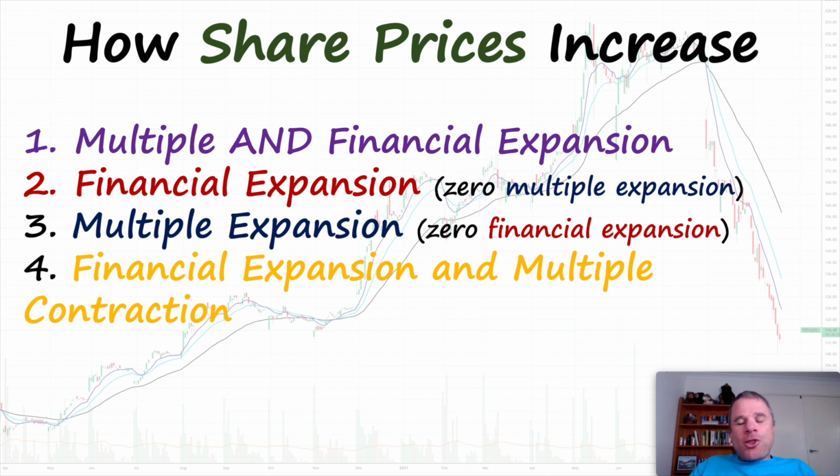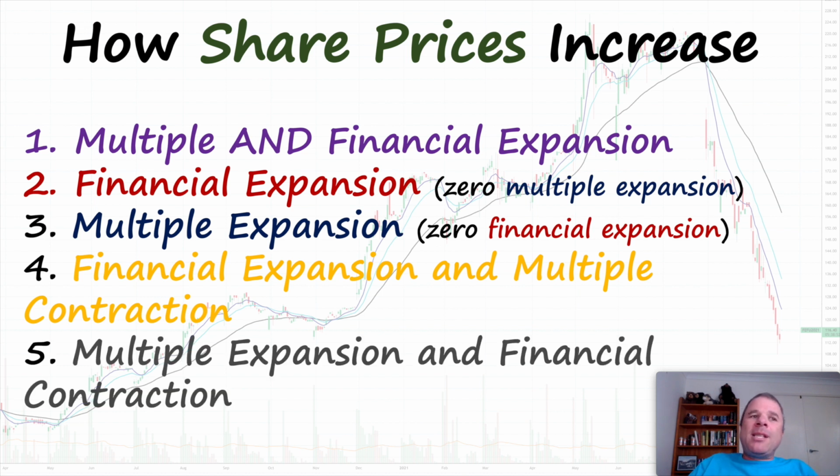But you also have to question why there is multiple contraction going on. Why is the P/E ratio falling? Potentially the market is expecting this financial growth in this company to come to an end. So you do have to be wary when you see financial expansion and multiple contraction.